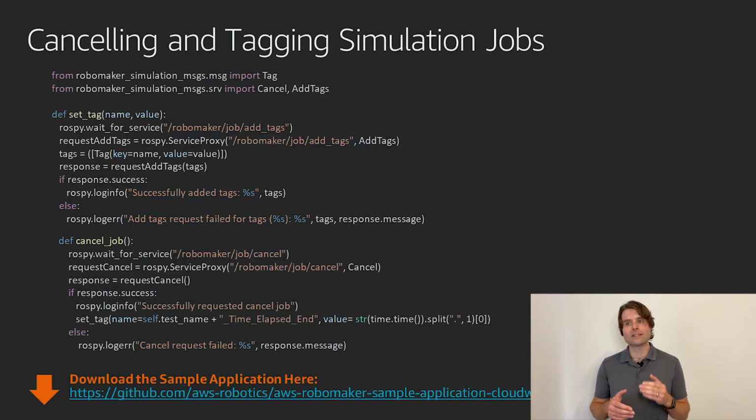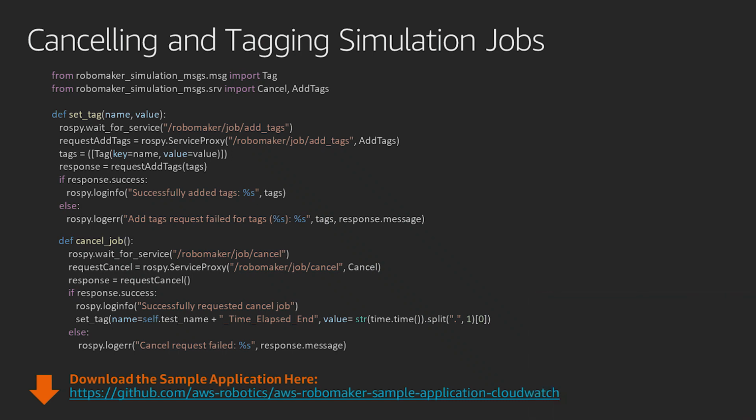AWS RoboMaker provides access to 2 services from your ROS applications to cancel and tag simulation jobs. In our regression testing workflow, we need to report the test results. Did it pass or fail? We can do this by self-tagging the simulation job. This enables downstream processing applications to get access to the test results with a simple describe simulation job API call. Secondly, once a test is complete, we want to stop the simulation job before the defined timeout to optimize our costs. We can do this by canceling the job. Here are a few code snippets that enable you to implement this logic in your ROS-based tests. Also is a link to one of our sample applications that includes a sample test node.